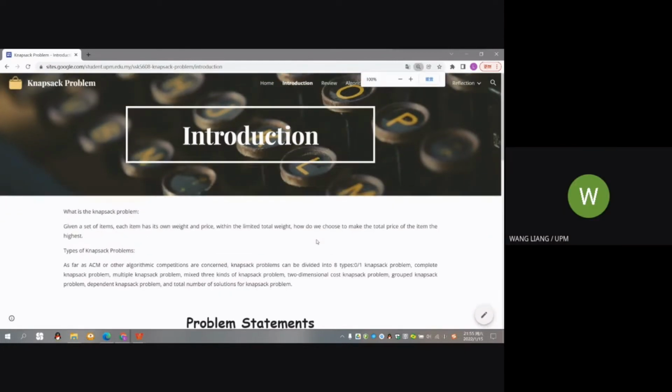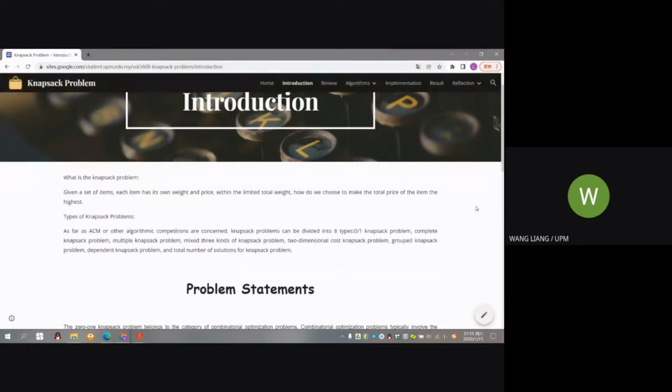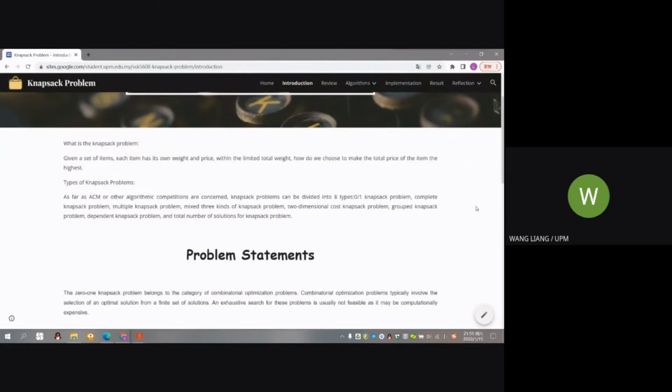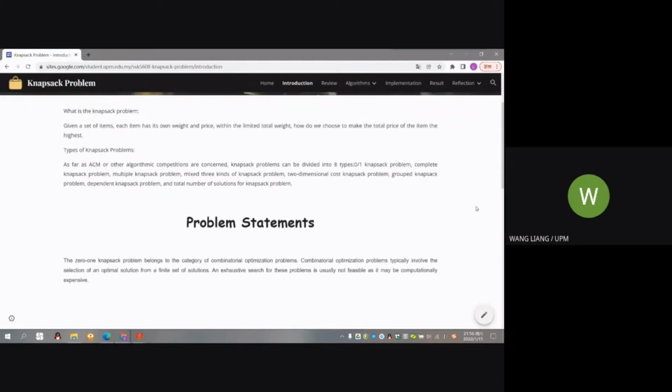Okay. First of all, I will introduce what the knapsack problem is. Given a set of items, each item has its own weight and price. Within the limited total weight, how do we choose items to make the total price the highest? There are 8 types of knapsack problems, such as the 0-1 knapsack problem, complete knapsack problem, multiple knapsack problem, mixed knapsack problem, 2-dimension cost knapsack problem, grouped knapsack problem, and dependent knapsack problem. There is also a total number of solutions for the knapsack problem.